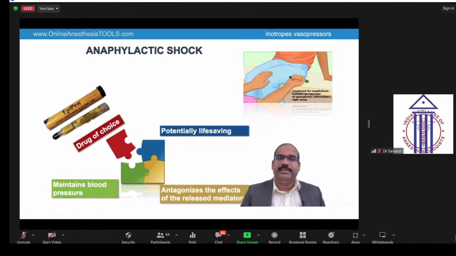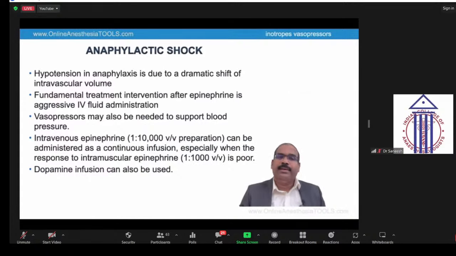Epinephrine is the first step in anaphylaxis treatment owing to its alpha-1 agonist effects that prevent airway edema, hypotension, and eventually shock, along with its beta-2 agonist effects that induce bronchodilation. Hypotension in anaphylaxis is due to a dramatic shift of intravascular volume. The fundamental treatment intervention after epinephrine is aggressive IV fluid administration. Vasopressors may also be needed to support the blood pressure.